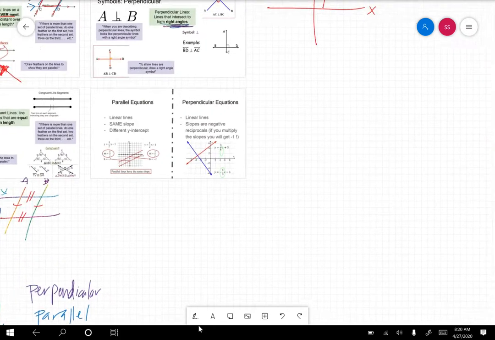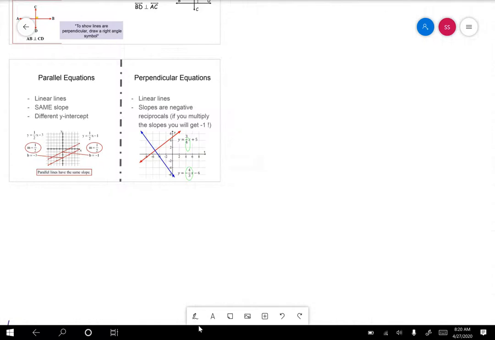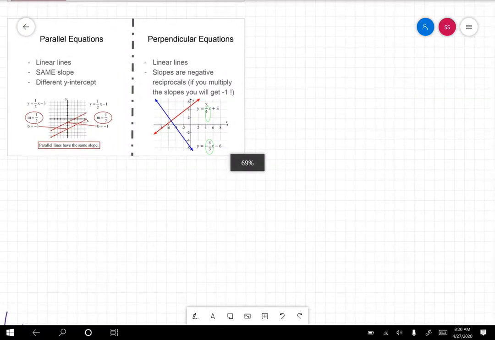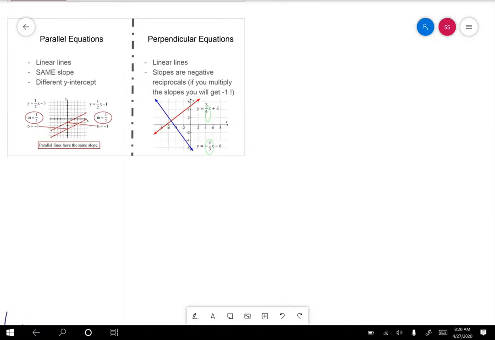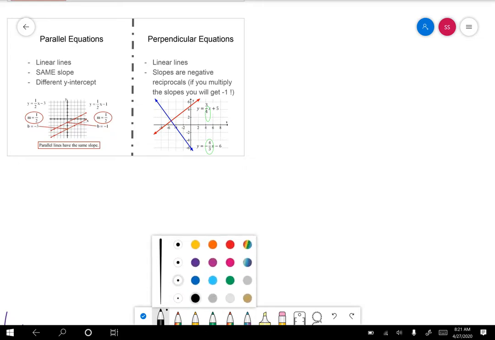Now let's talk about parallel and perpendicular line equations. Now, parallel and perpendicular lines, at least in this example, we're going to be talking about linear equations. Parallel lines will always be linear, right? They're straight.